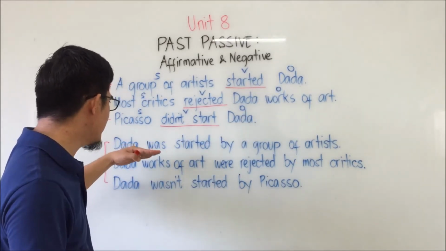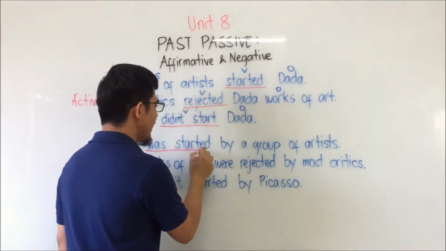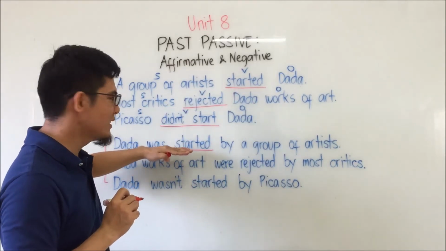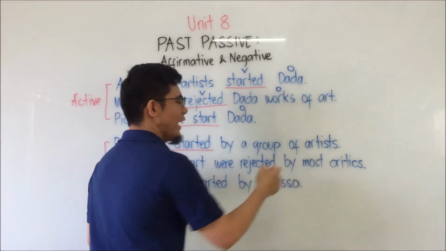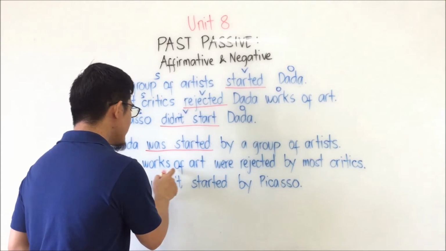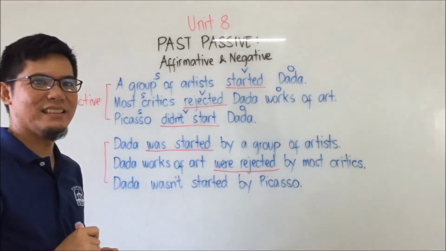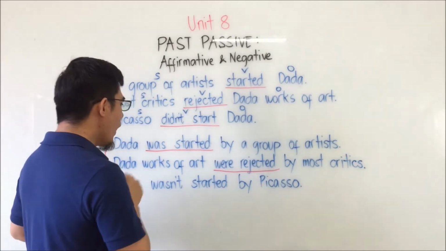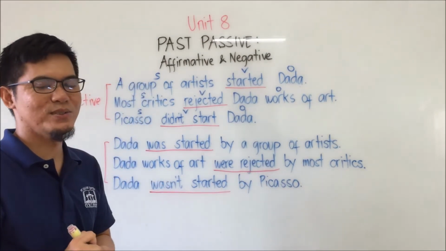Okay, let's focus on this sentence. Dada was started by a group of artists. Sentence 2: Dada works of art were rejected by most critics. Dada wasn't started by Picasso.